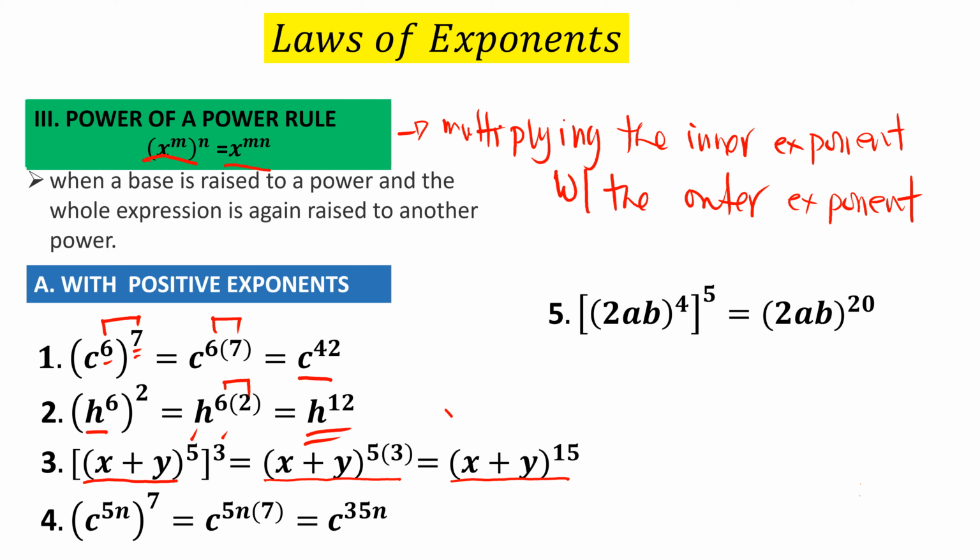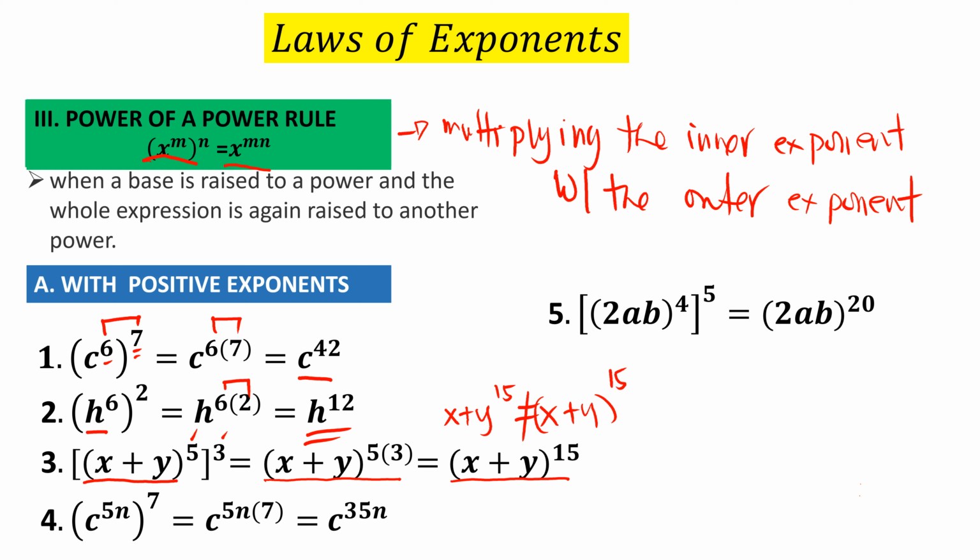Again, do not forget that (x plus y)^15 is not equal to x plus y^15. So you have to be careful with the parentheses and the meaning without parentheses. And then number 4, you have c to the 5n. As I have said, the exponent is not necessarily a constant number. It could be a variable.